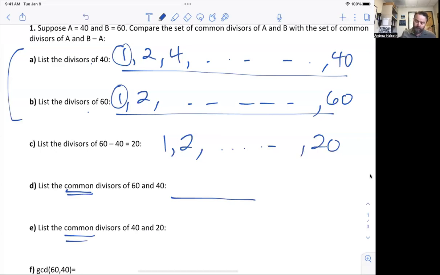Same kind of thing going with E, but now it's the 40 and the 20 list. So A and C. What do those have in common? Make your list.